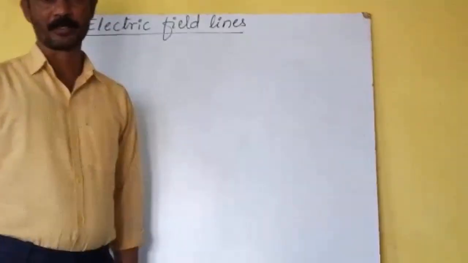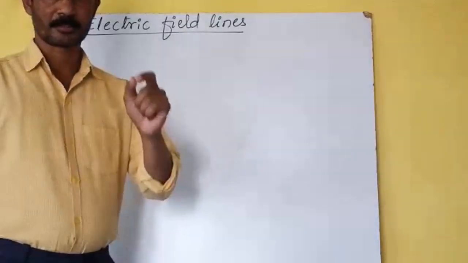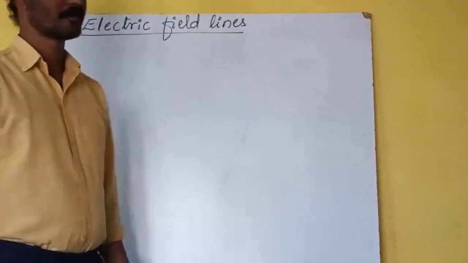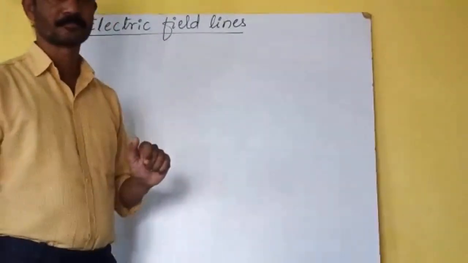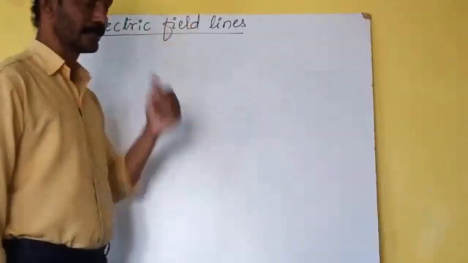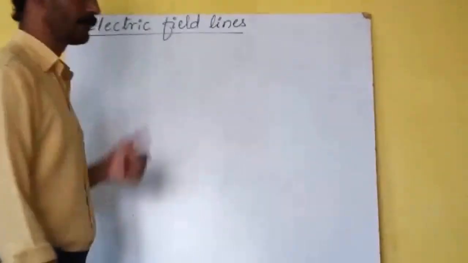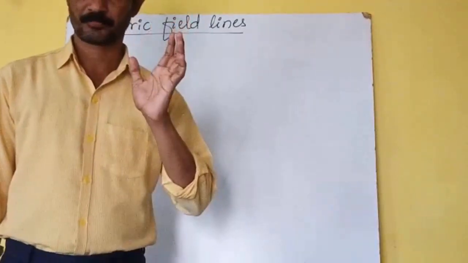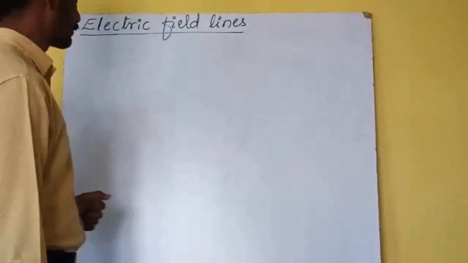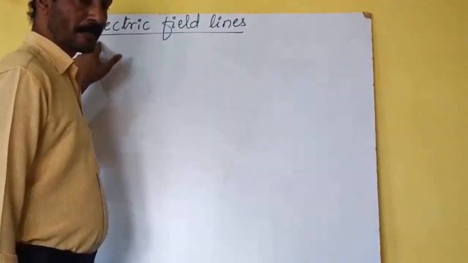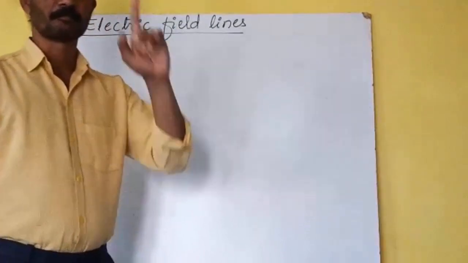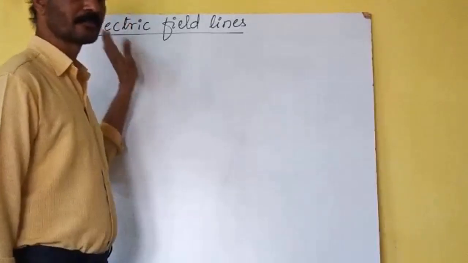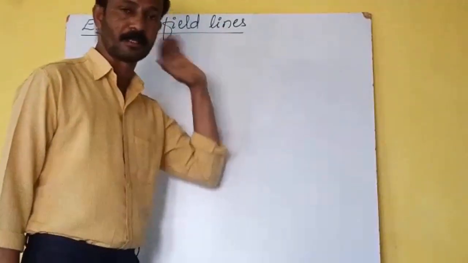The presence or existence of an electric field can be pictorially represented by imaginary lines. These lines are called electric field lines. These electric field lines are also called electric lines of force.